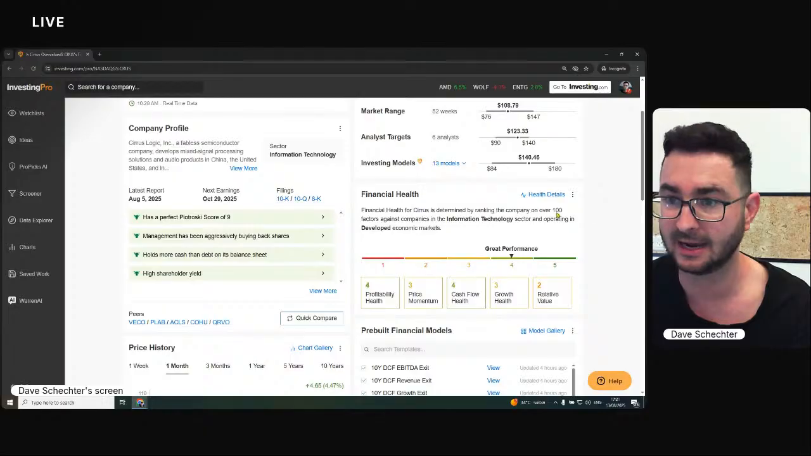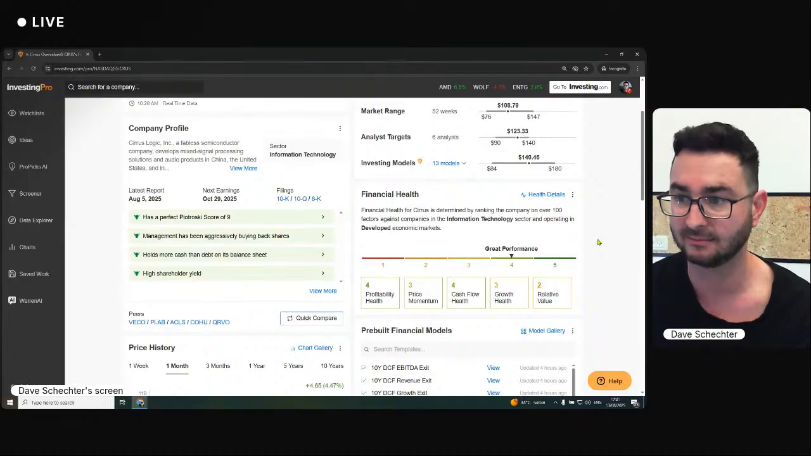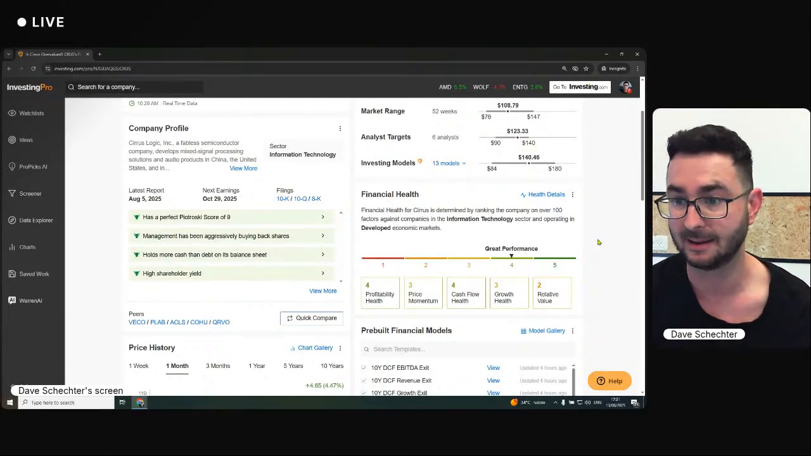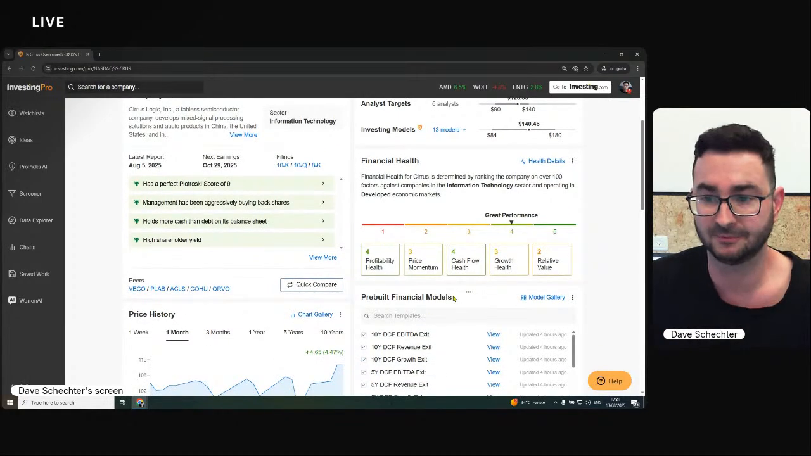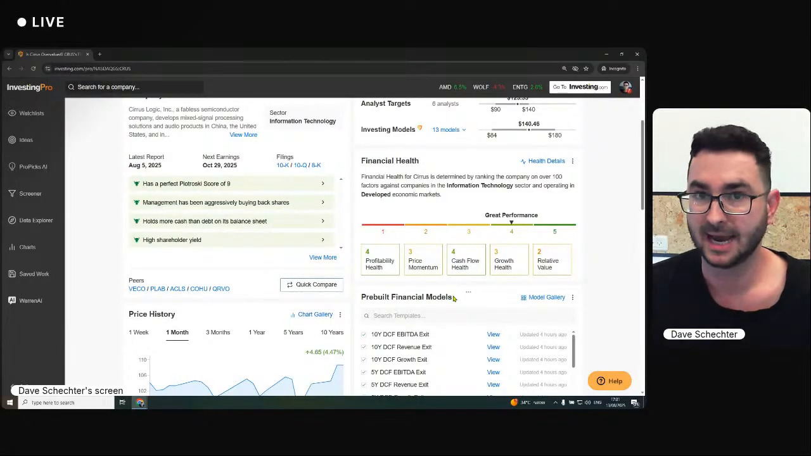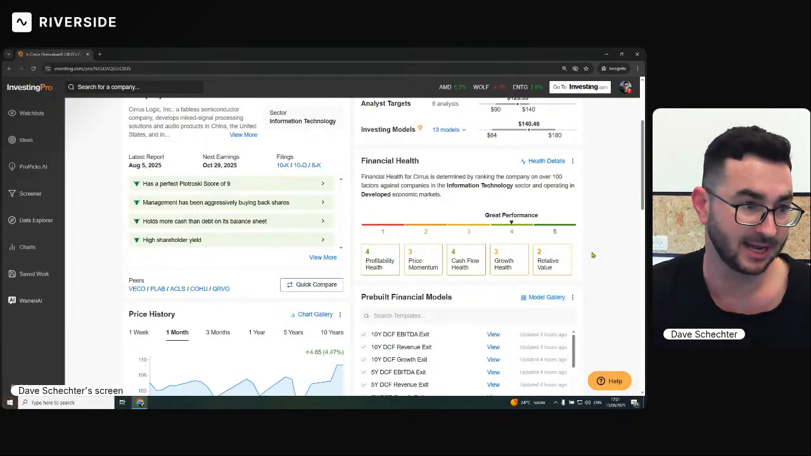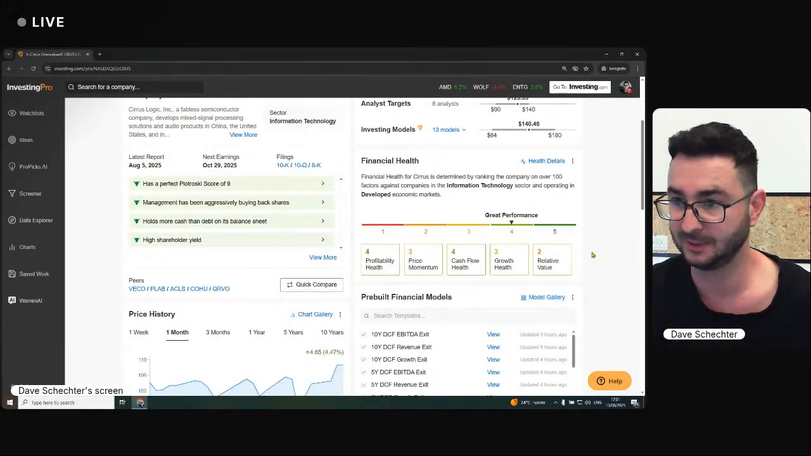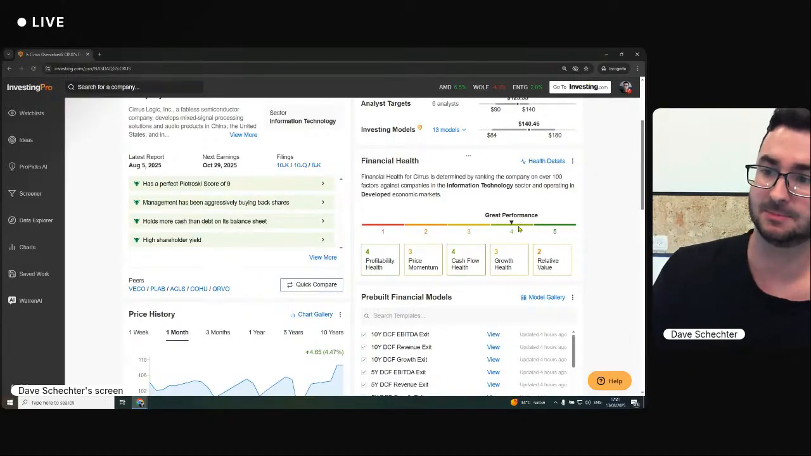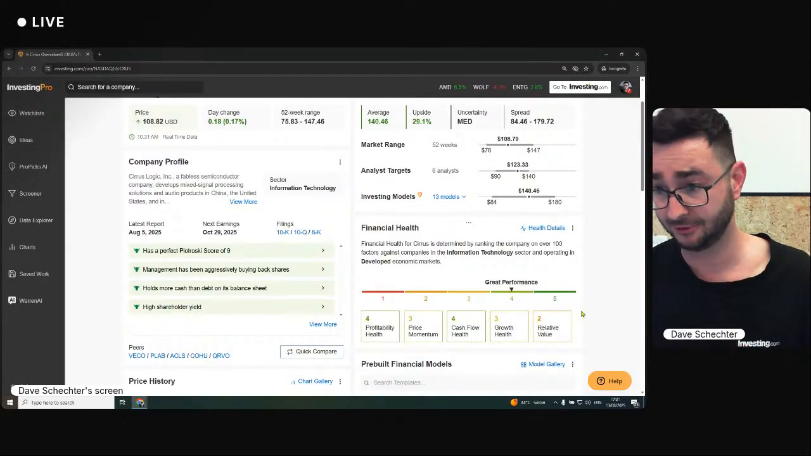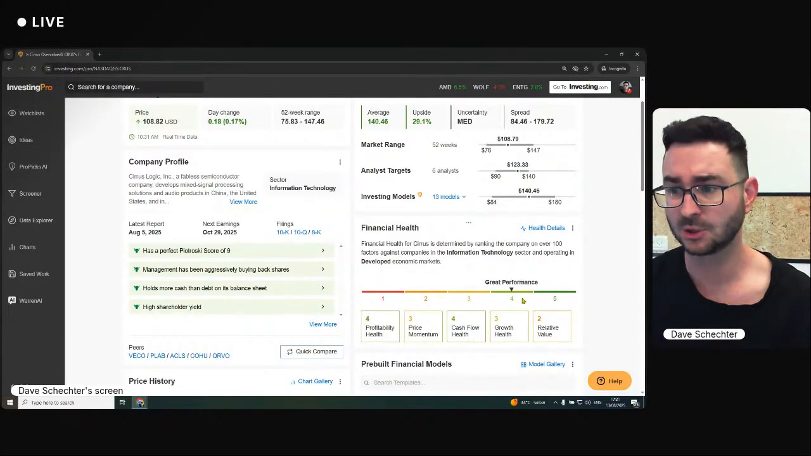Directly below that, we have financial health. Essentially, we rank this particular company on over 100 factors against companies in that particular sector and industry. We base it on 5 core elements, namely profitability, price momentum, cash flow, growth health, and relative value. Then we score that on a scale of 1 to 5, 1 being bad, 5 being good, and we assign it a label. In this case, Cirrus Logic, according to these 5 core pillars of financial health, has gotten a score of 4 out of 5.